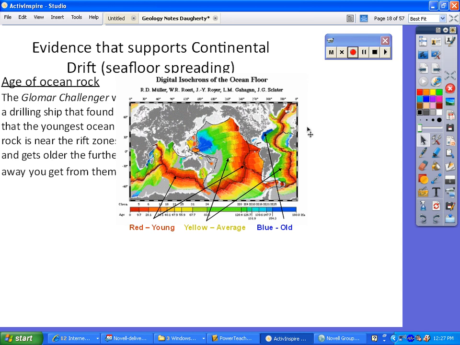Okay, and then this is kind of similar. We had a drilling ship that went down, and it says it's found that the youngest rock is always right near that rift zone, right near where the plates are diverging. And then they get older the further you go away from them. So we can see here these dark lines are representing where the plates are diverging away from each other. All the red pieces, that's all new crust, young new crust. The yellow ones are going to be kind of medium in age, and the blue is going to be very old, so they're the furthest away. Okay, so we always get the newest, youngest rock right from where the plates are diverging.